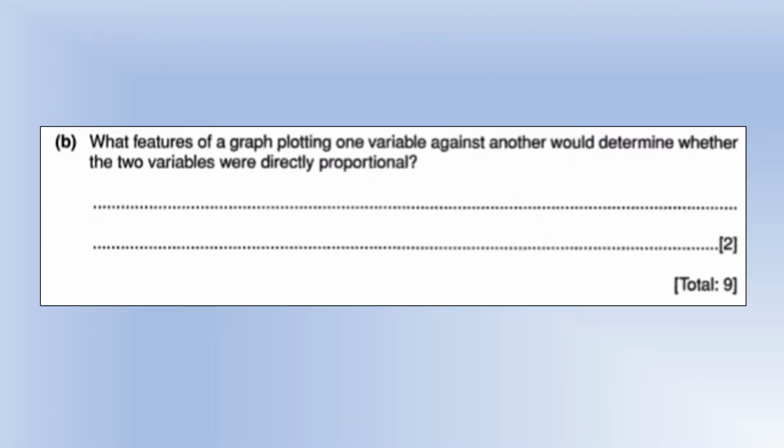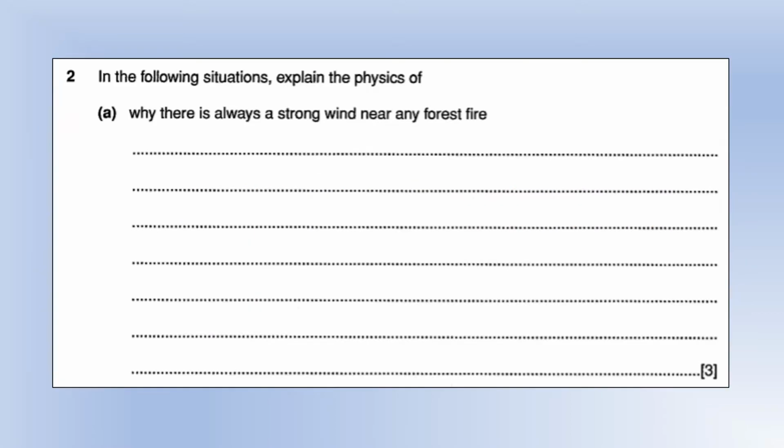Okay, so to finish off this question, which features of a graph plotting one variable against another would determine whether two variables are directly proportional? Well, it should be a straight line or have constant gradient, and it must pass through the origin as well. Okay, so moving on to question 2.